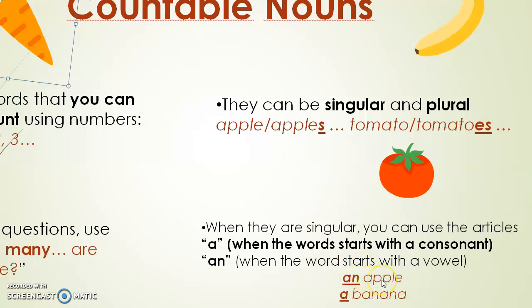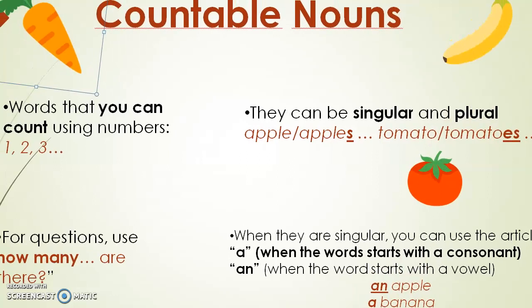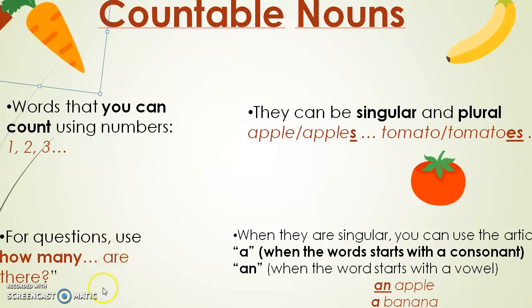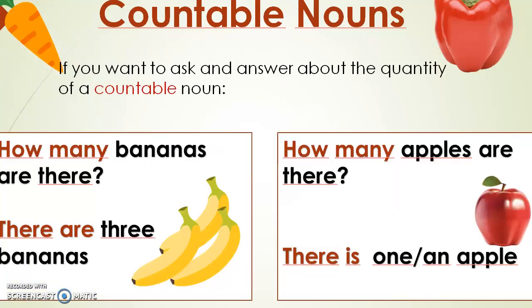Una manzana, when we're talking about only one, okay? And when you want to ask about the quantity of something, about countable nouns, you use how many are there. Examples. So if you want to ask and answer about the quantity of countable nouns, we use how many. That's very important. With countable nouns, use how many.